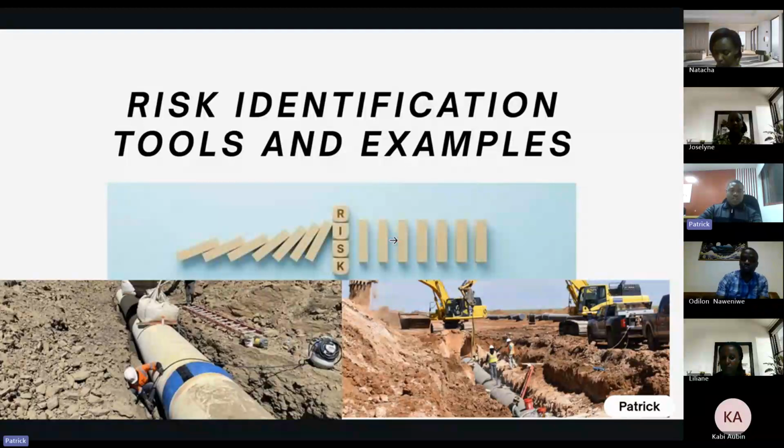Thank you, Edlon. I will go for the risk identification tools and examples. So I will start with number one, which is brainstorming in project risk identification.